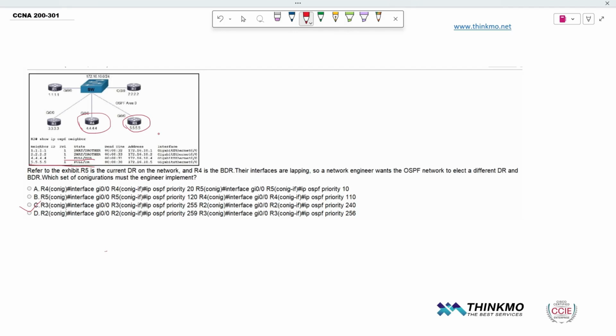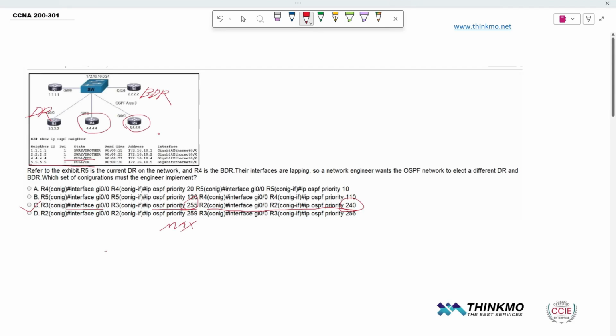After entering the interface of 2.3.0, we set its priority to the highest value. Then for 2.2, we want it to become the BDR, so we set its priority to the next highest value. That is the second largest, just a bit lower than 2.3, right? At this point, 2.3 becomes the DR, and 2.2 becomes the BDR.